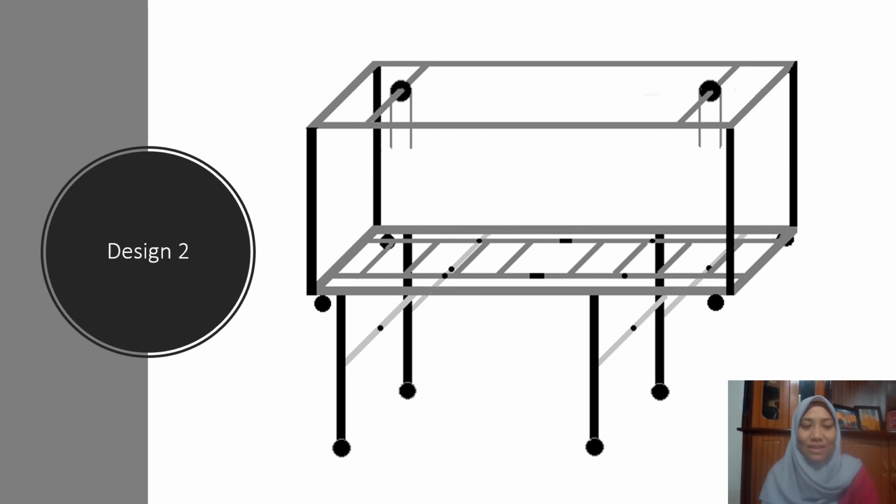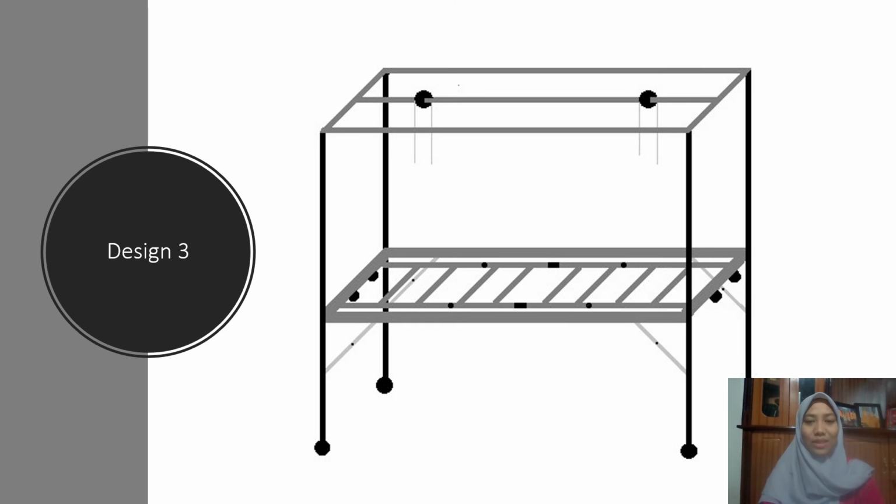This is our second design. Compared to design 1, the difference is in the pulley placement. As you can see on the slide, we have two beams to support the pulleys. Why did we choose this configuration? Because we don't know yet which pulley placement is more effective and safer for our tool.